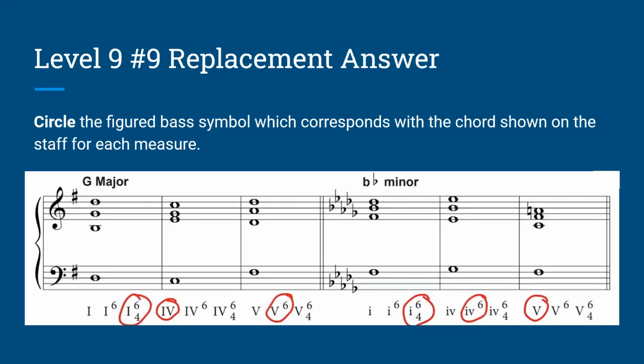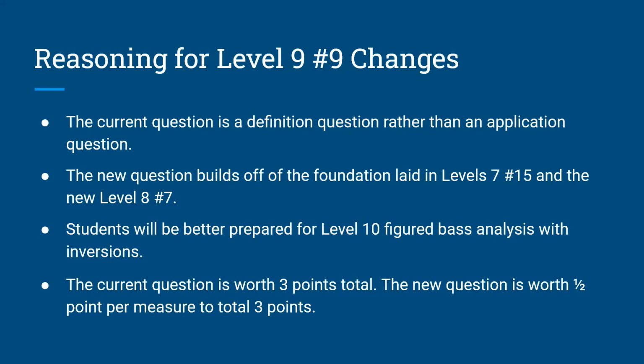Any questions for level 9 replacement? Okay. The current question is a definition question rather than an application question. The new question builds off the foundation laid in level 7, number 15, and the new level 8, number 7. Students will be better prepared for level 7 figured bass analysis with inversions. The current question is worth 3 points total. The new question is worth a half point per measure to total 3 points.